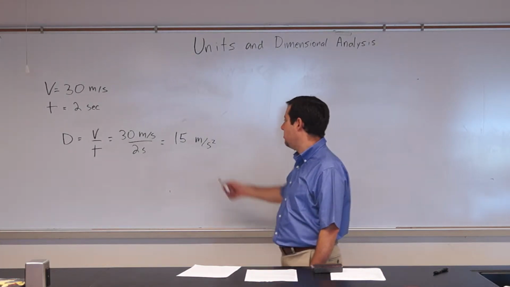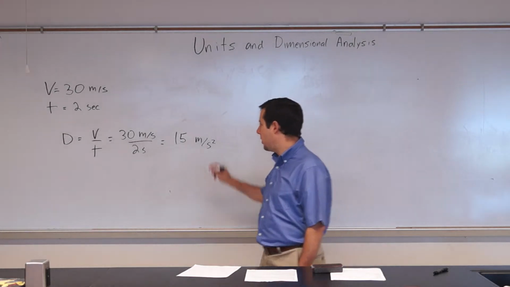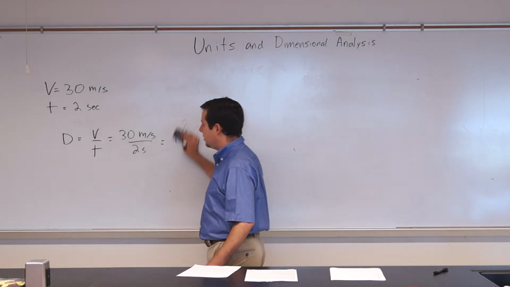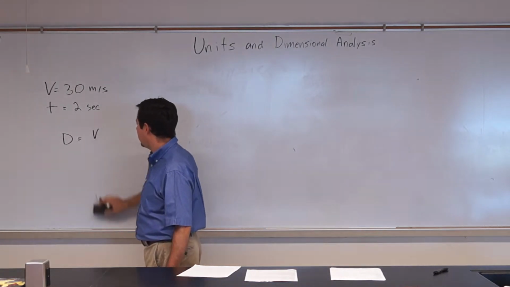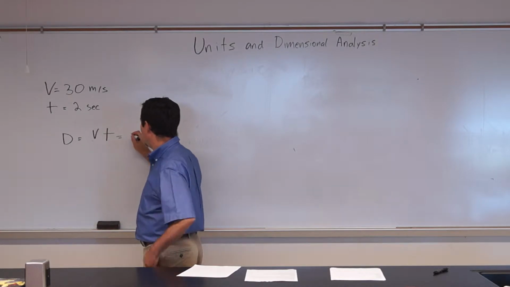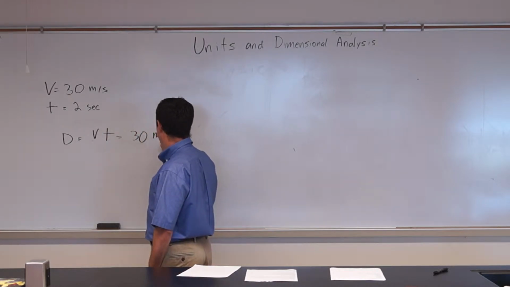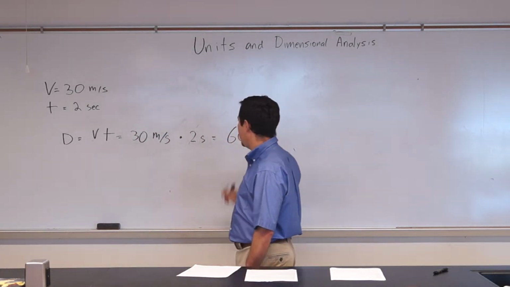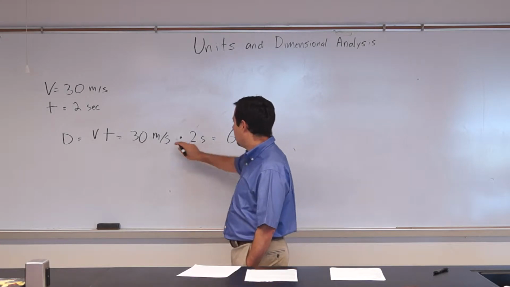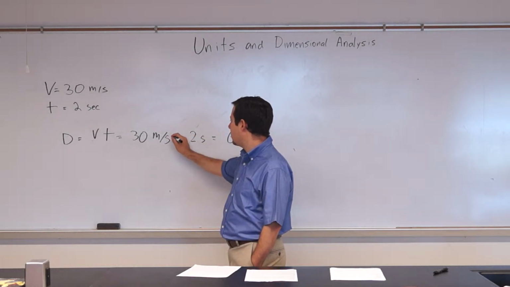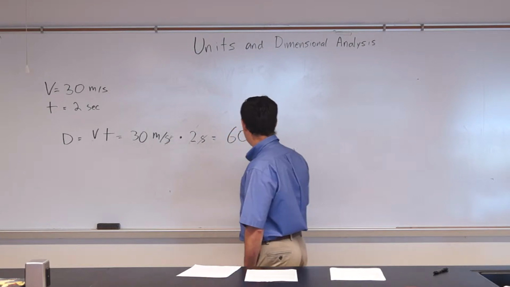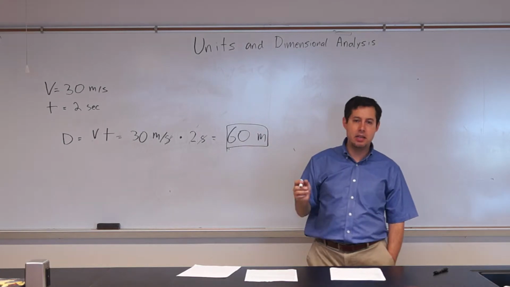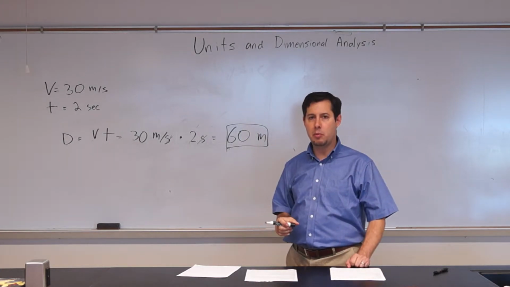Well, distance isn't measured in meters per second squared. Clearly there's something wrong with this. So you take a look back and you realize, oh, I made a mistake. Distance isn't velocity divided by time. Distance is velocity times time. So 30 meters per second times 2 seconds. Now you get 60 meters, and you look, meters per second times seconds, those seconds cancel each other out. So your answer is 60 meters. And the units make sense. So you probably did it right.